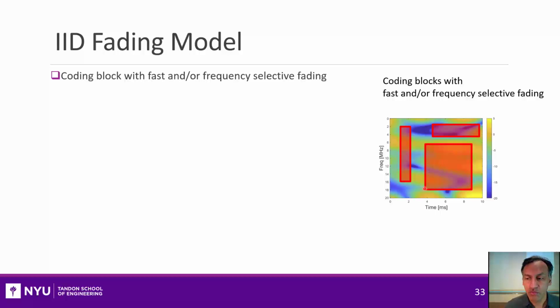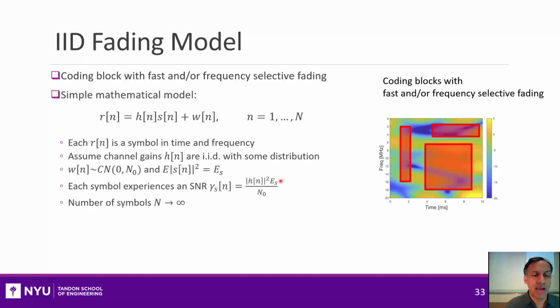Now, in this case, we have a lot of variation across the coding block. Just to analyze this, let's take a kind of extreme mathematical model for this. And this is not exactly correct, but it'll actually give you pretty close predictions once you get into the mode where you either have a very wide frequency extent or a very wide time extent. So this is the model.